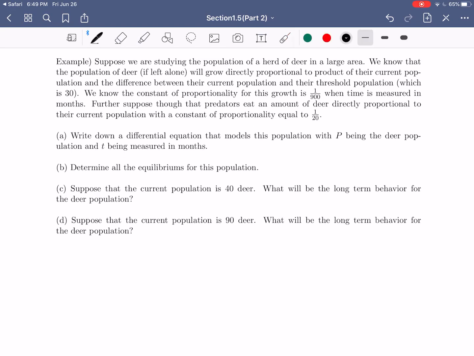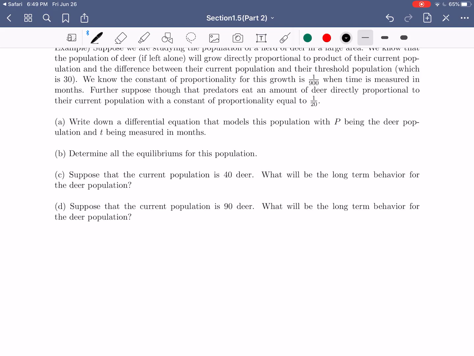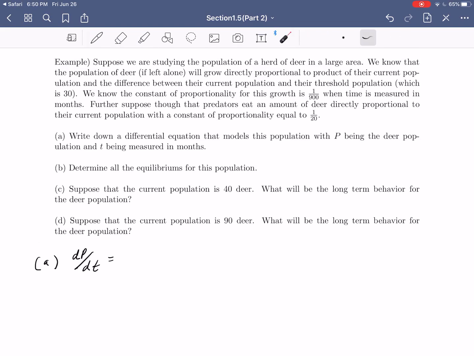Okay, so let's go ahead and write down a differential equation that models this. Once again, we'll start by just saying dP/dt, and we'll try to write down all our information. Well, we know the first constant of proportionality we have is 1 over 900, and then we're supposed to do the product of their current population, which is going to be P, with the difference between their current population and threshold. Now, normally if it was carrying capacity, we would do C minus P, but for this case, we should probably do P minus 30.